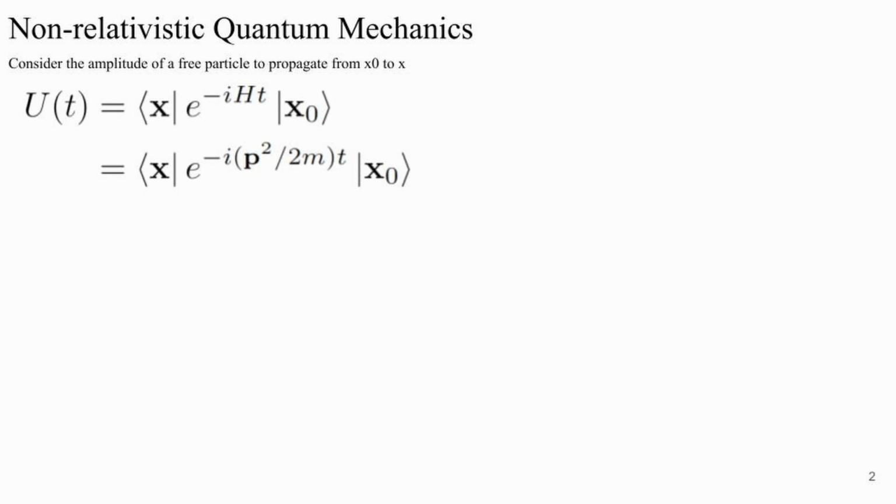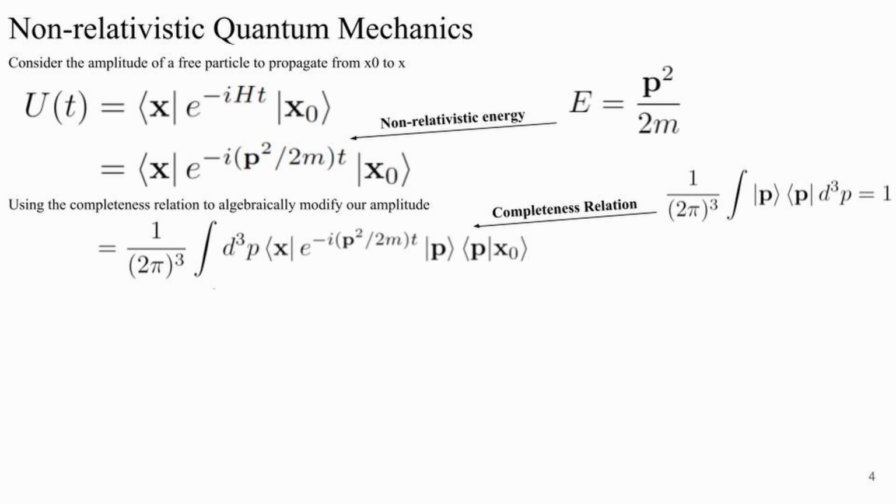First, let's start with the definition of the amplitude of a particle propagating from state x0 to x using non-relativistic quantum mechanics. Here, we use the time evolution operator in the inner product between these two states to represent the propagation. Then, we substitute the expression for non-relativistic energy into the Hamiltonian. Next, we use the completeness relation to algebraically manipulate our integral.